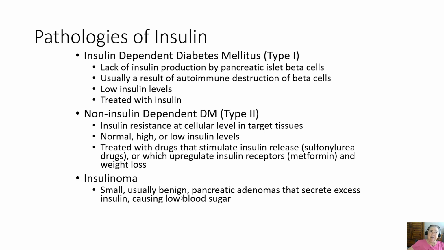The last of these pathologies that I'm going to talk about is an insulinoma. Sometimes there are small glandular tumors, adenomas, in or around the pancreas that secrete excess insulin not under the normal controlling mechanisms, resulting in low blood sugar.